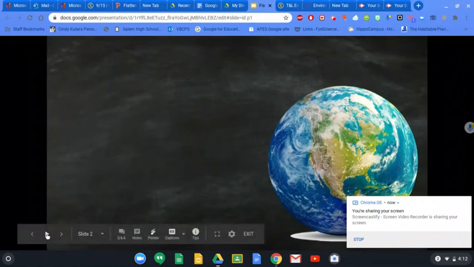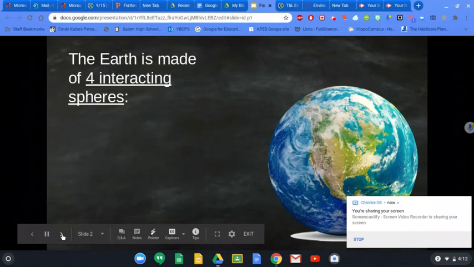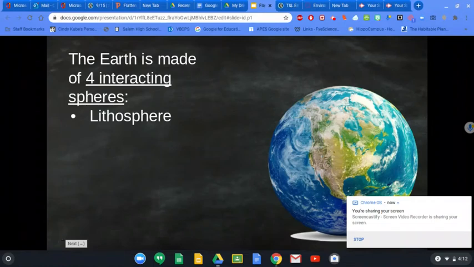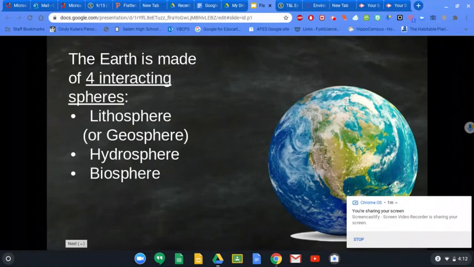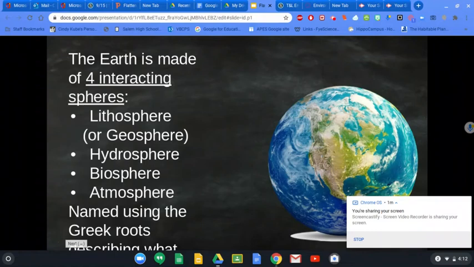So our Earth is just really a beautiful system known as the water planet. Maybe you've heard it referred to as the big blue marble, made of four interacting spheres. The lithosphere refers to the land. I always like to remember it with the letter L, but that's also the geosphere. We have a hydrosphere, hydro meaning water, biosphere, bio meaning life, and atmosphere.